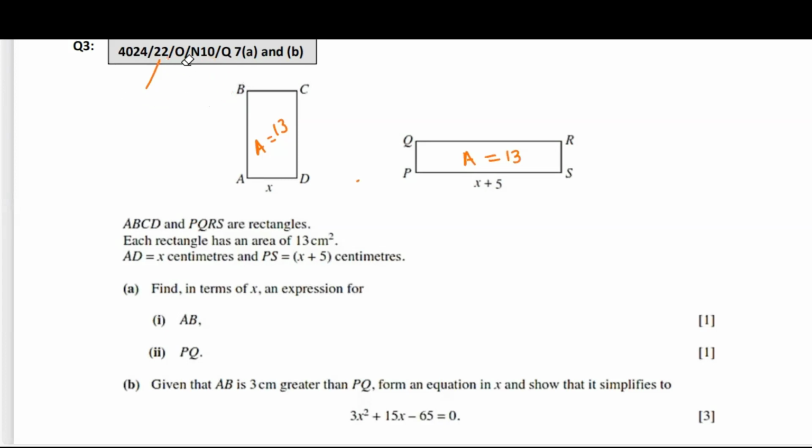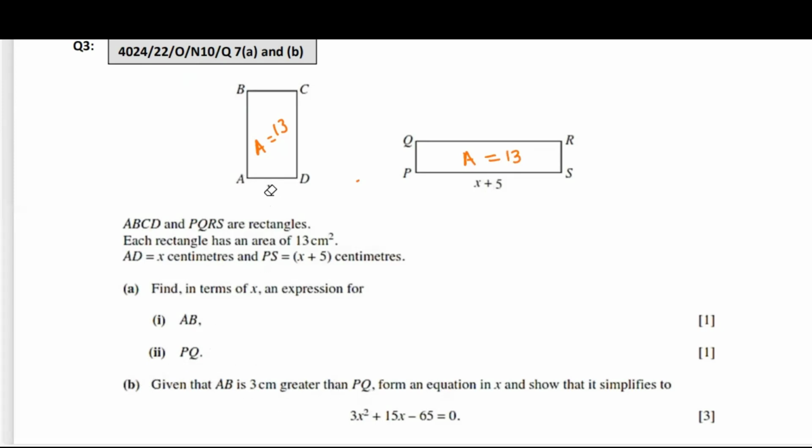So AD equals x centimeter and PS equals x plus 5 centimeter. Find in terms of x an expression for AB and PQ first. Then we form the equation from part B.